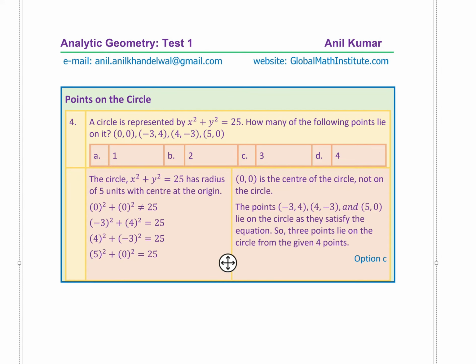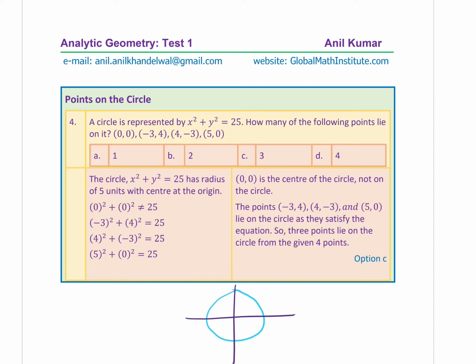Now here is a question related to circle. A circle is represented by x squared plus y squared equals 25. How many of the following points lie on it? (0, 0), (-3, 4), (4, -3) and (5, 0). So as soon as you are given this question, it should be very clear in your mind that we are talking about a circle whose center is given to us as the origin, correct? And we know that the radius is 5, correct? In that case, what do you expect?